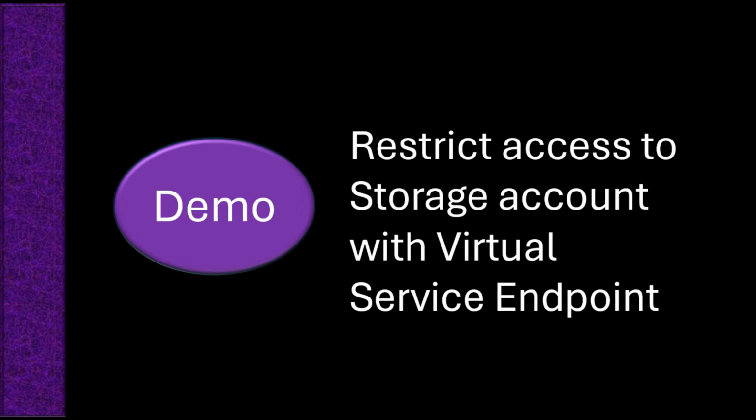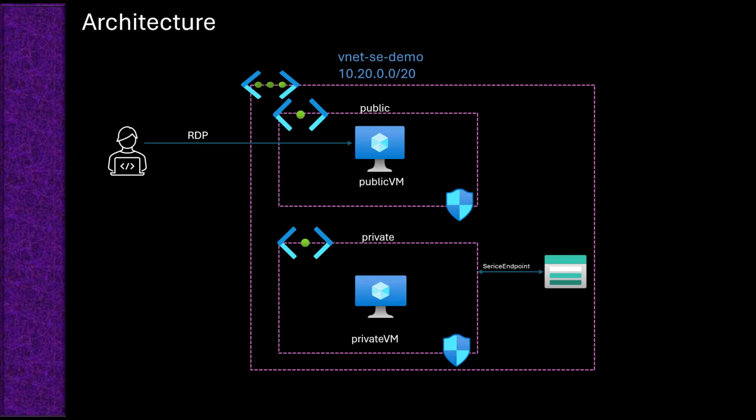In this video, we will restrict access to the storage account with a virtual network service endpoint. But before doing that, let's understand the architecture and our intention in this particular demo. So we will create one virtual network and then two subnets in it called public and private.